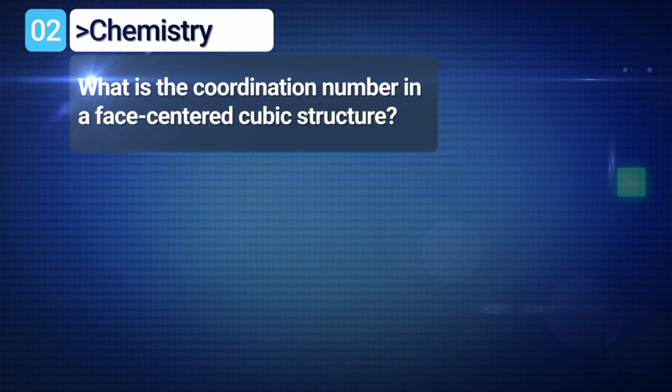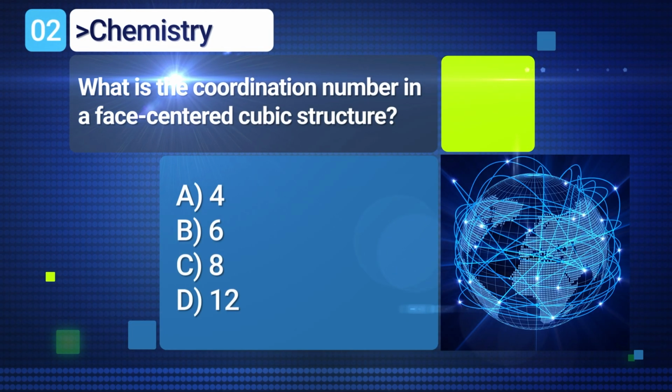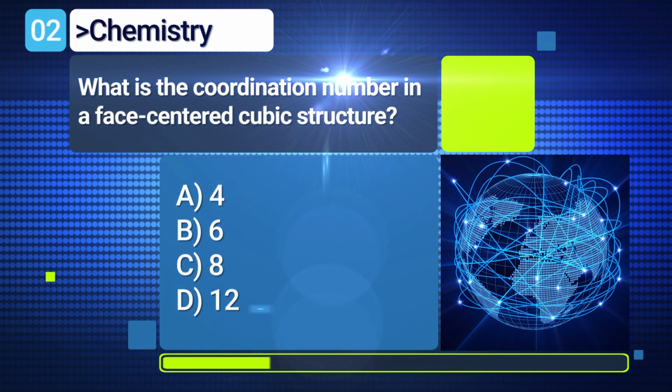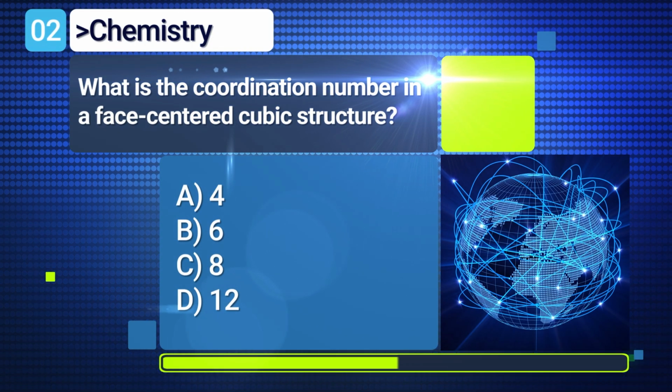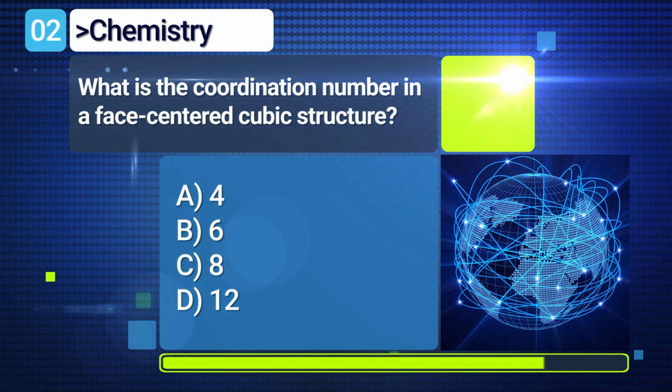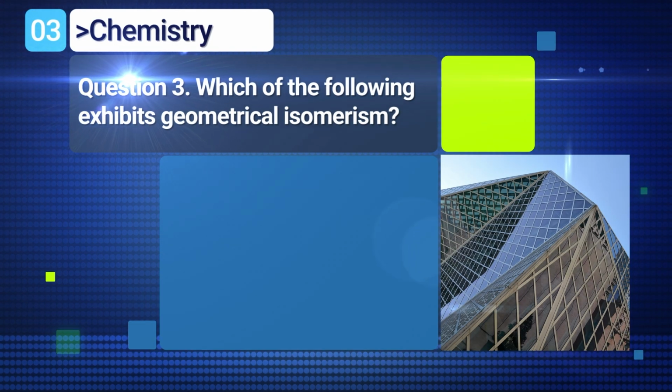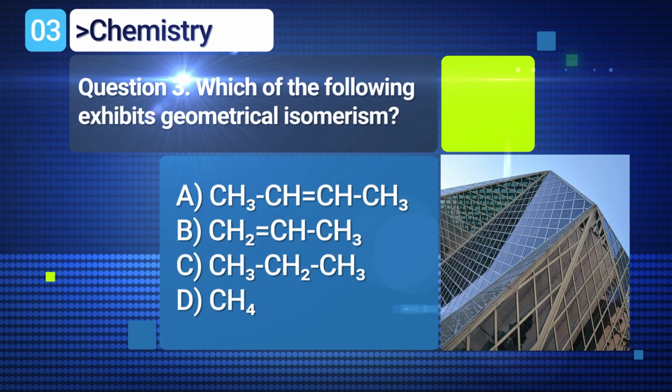Azimuthal quantum number. Question 2. What is the coordination number in a face-centered cubic structure? A. 4. B. 6. C. 8. D. 12. Answer D. 12.